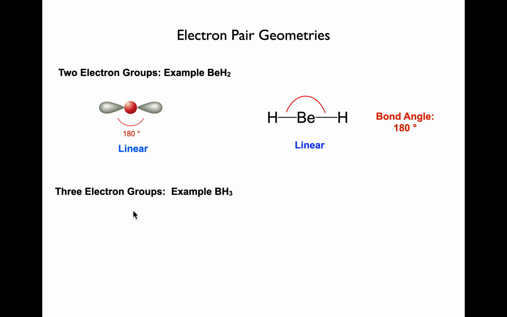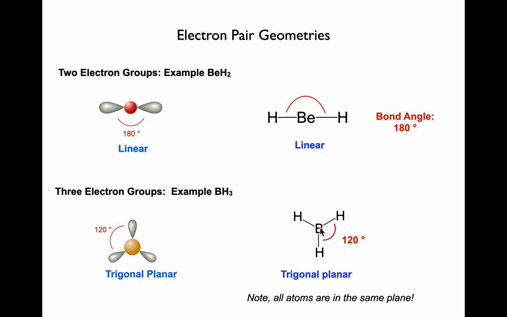The 3 electron group geometry, BH3, you can see a central boron, 3 hydrogens. So this is called trigonal planar because all 3 of these hydrogens are in the same plane. We can draw them all atoms in the plane of the paper. 120-degree angles maximizes the distance between each of those.